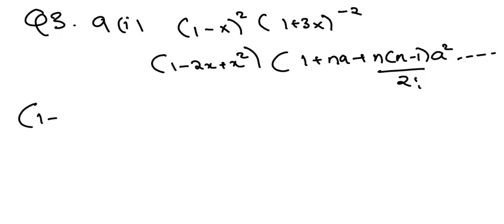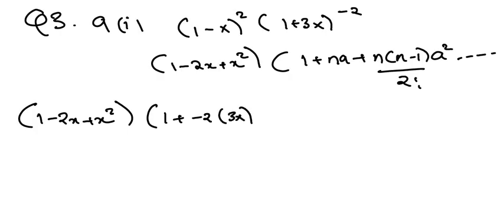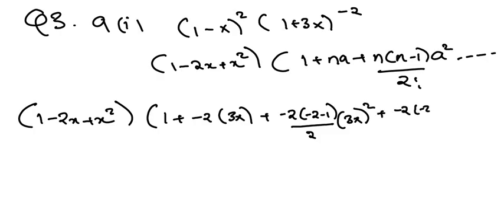That's going to be 1 minus 2x plus x squared. Then we have, just say 1, -2 multiplying 3x. That's the first and second term. The next one will be -2 times -2 minus 1. That's 2 factorial. That's a 2. That's 3x squared. Plus -2, -2 minus 1, and -2 minus 2. Then 3 factorial, that's going to give us a 6. Then we have our 3x to the power 3.